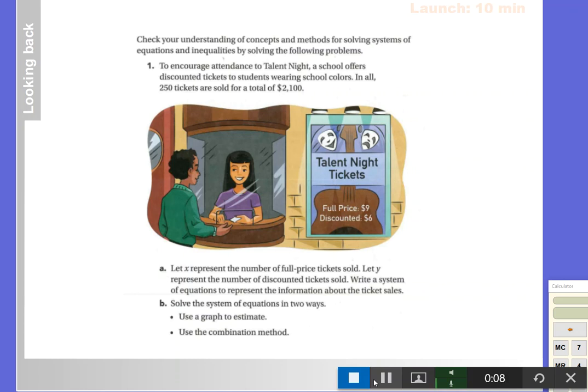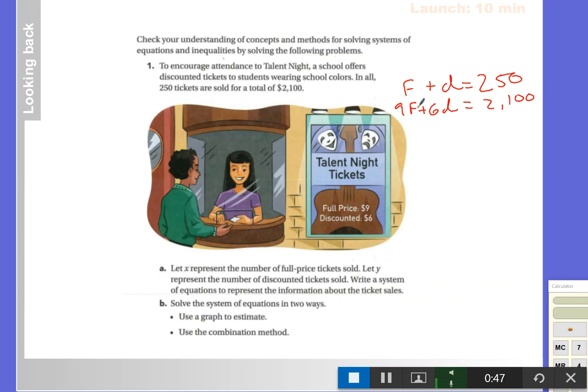All right, so I am going to do this problem just because I love doing math. I love doing math for you. All right, so we are selling full price tickets and discount tickets. And we sold a total of 250 tickets. And the discount tickets, we made a total of $2,100. And the discount tickets were $6. The full price tickets were $9. And we want to figure out how to do this.